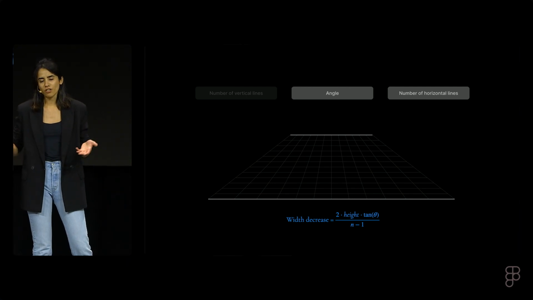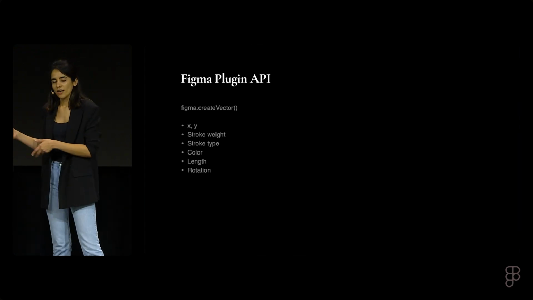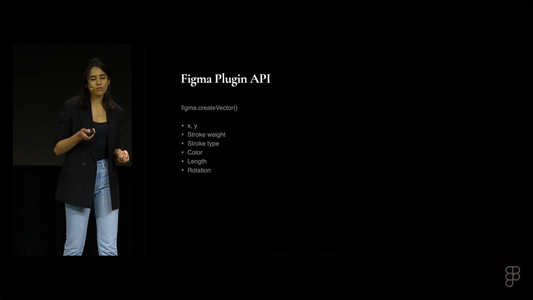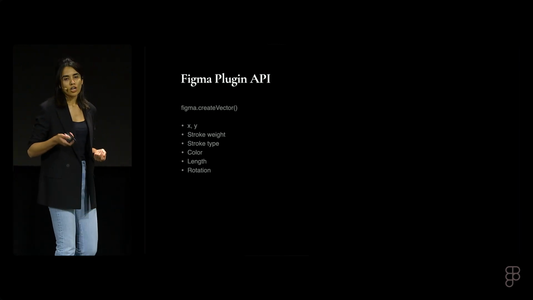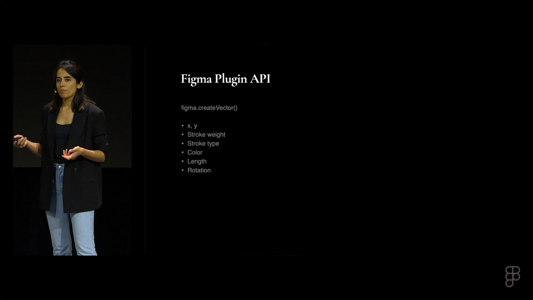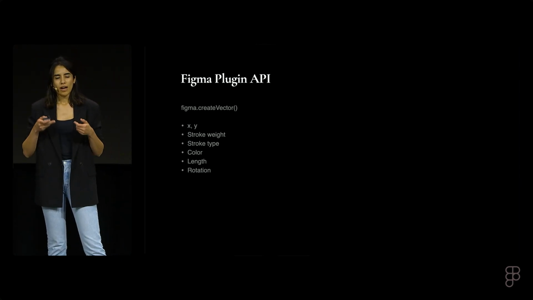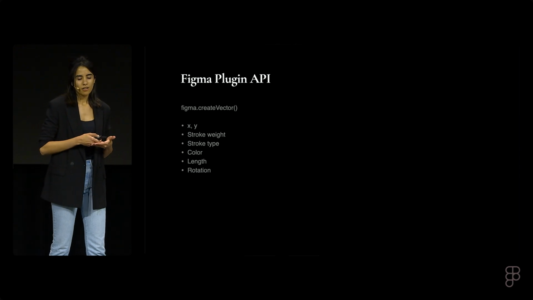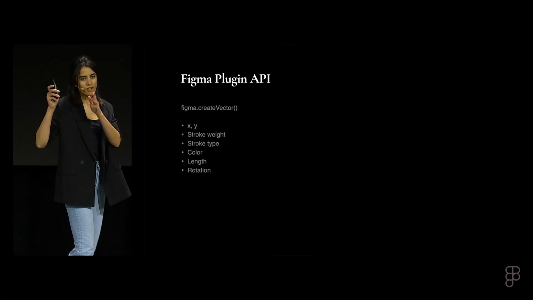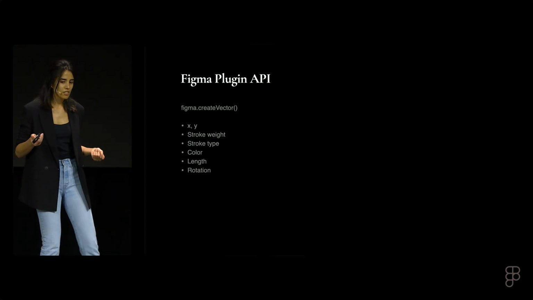And once I had that logic figured out, I used the Figma plugin API to bring these actions to life. I specifically used the create vector function, which allows you to draw vectors on the canvas and then manipulate their properties, like the X position, the Y position, the stroke height, weight, color, basically all the properties that you see on the right side pane in the Figma editor UI. Now let's see how this works in practice.